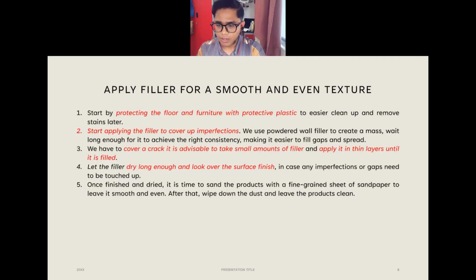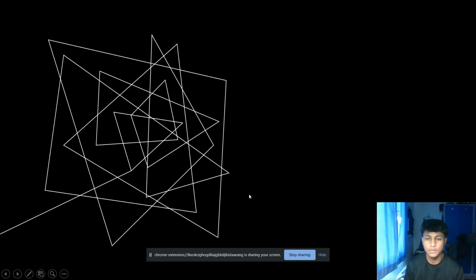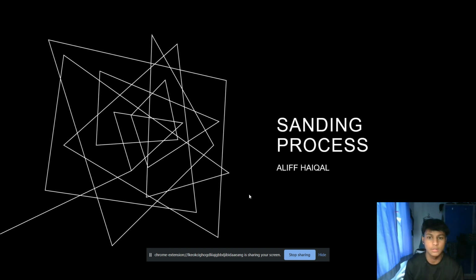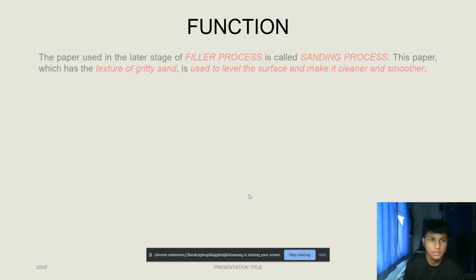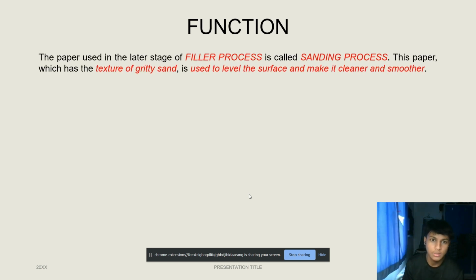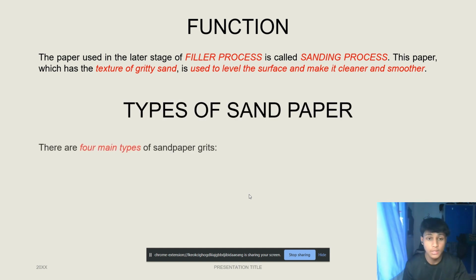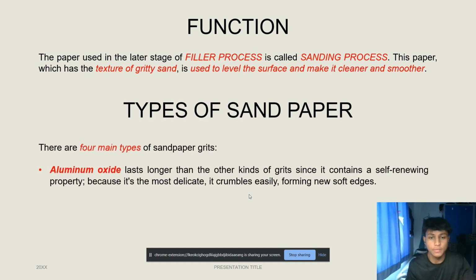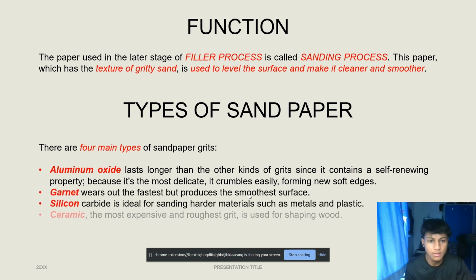We continue with Alif Haikal. Assalamualaikum warahmatullahi wabarakatuh. My name is Muhammad Alif Haikal bin Abdul Hamid and I will present to you about the sanding process. The paper used in the later stage of the filler process is called sanding paper. This paper, which has the texture of gritty sand, is used to level the surface and make it cleaner and smoother. There are four main types of sandpaper: aluminum oxide, garnet, silicon carbide, and ceramic.